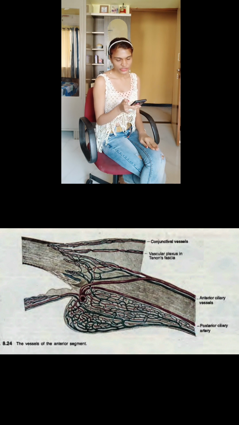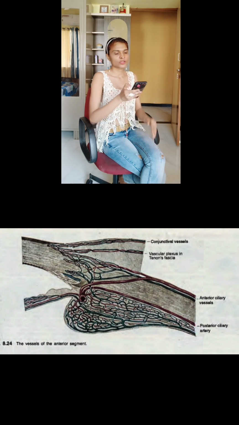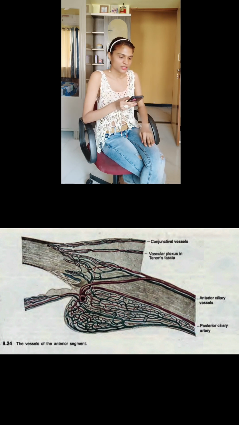Figure 8.24, the vessels of the anterior segment. You can see here, on the outermost aspect, there are conjunctival vessels, then beneath that there is a vascular plexus in Tenon's fascia, then after that, posterior to it, deeper to it, are anterior ciliary vessels, and even deeper to that is the posterior ciliary artery.